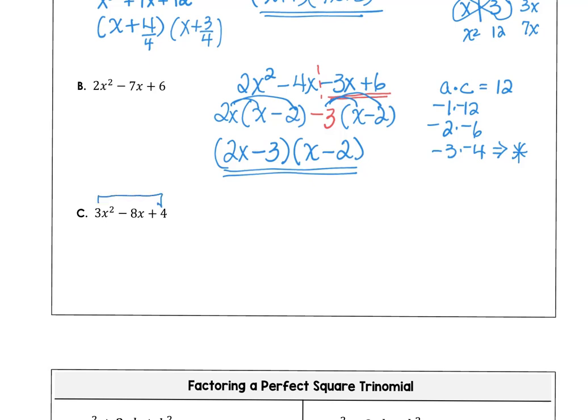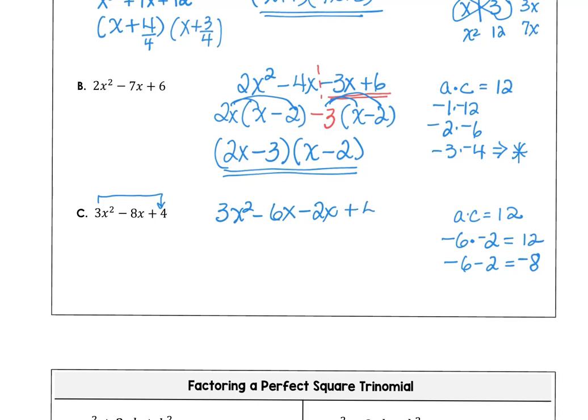3 times 4 is 12. I want to have factors of 12 that would add up to be negative 8. So how about if we did negative 6 times negative 2? That would multiply to be 12. And negative 6 minus 2 would add up to be negative 8. So regrouping, we're going to rewrite the 8x as negative 6x and negative 2x, and then the plus 4.